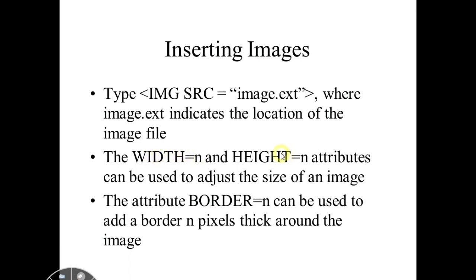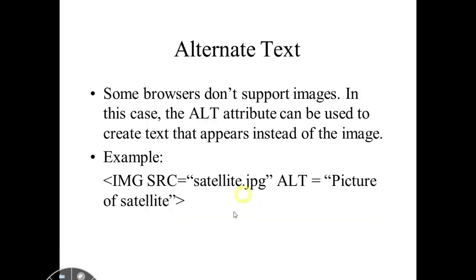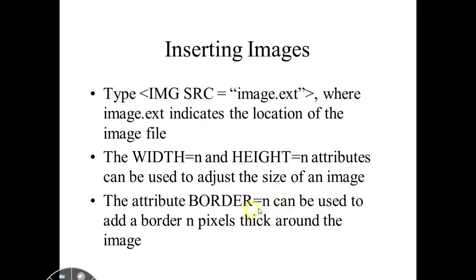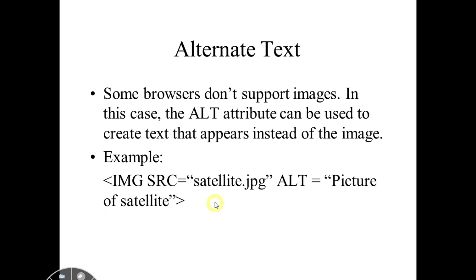You can set the image width and height, which is the frame and size of the image: how many pixels wide and how tall you want it. And the border size, the outline around the picture, you can set it. Border=n can be used to add a border n pixels thick around the image. For alternate text, you can use the alt attribute for pictures.